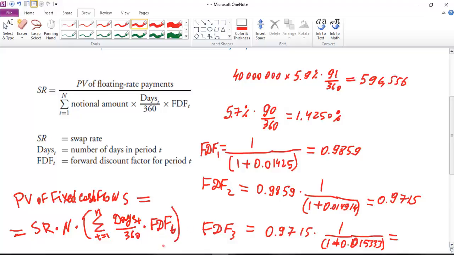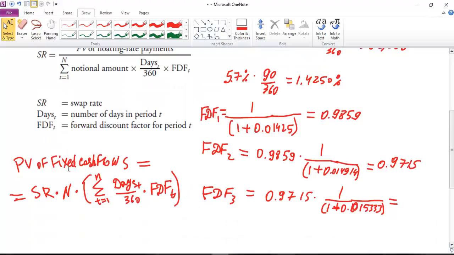So this is how you calculate the PV of cash flows. SR is the swap rate, N is the notional value, and this is the sum of the days corresponding to a specific period divided by 360 times the forward discount factor corresponding to that period. So basically this is the PV of those cash flows. But remember that the PV of fixed cash flows should equal the PV of floating rate cash flows.